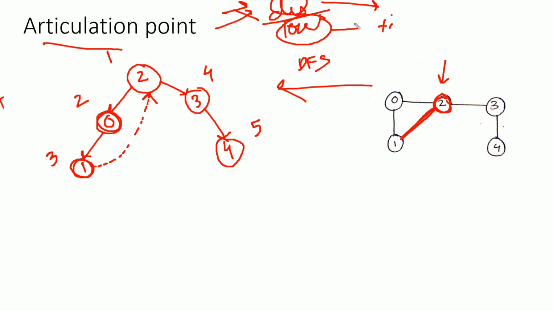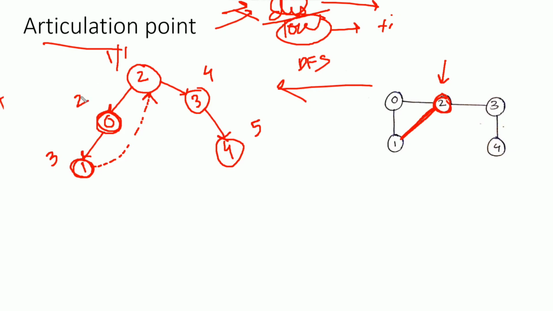Now, low time means the lowest reachable vertex having low discovery time. So, if we consider this vertex 2, from vertex 2 we can reach itself only. Okay, from vertex 2 we can reach itself. So, its low time is what? Its low time is 1. Low time means the discovery time of the vertex which is lowest.